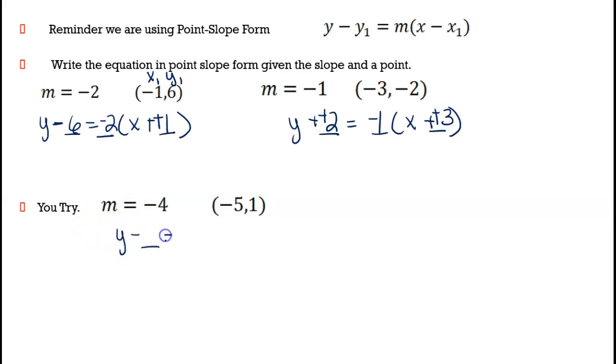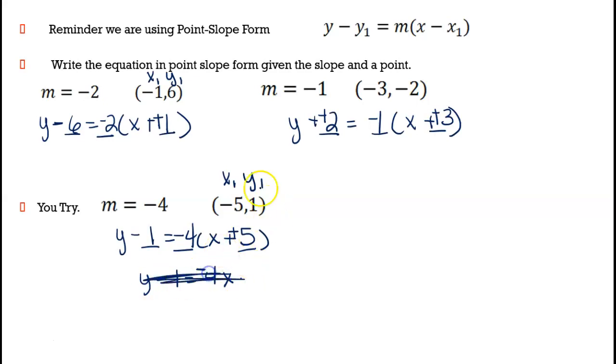You should have given yourself your blanks to fill in. Label this as x1 and y1. You should have substituted in the y value is 1, the x value is negative 5, the slope is negative 4. It's okay to go ahead and leave it like this, or go ahead and do the keep, change, change. So we have y minus 1 equals negative 4x. Oh, we're going to stop there because the directions said put that in point slope form. Good job.